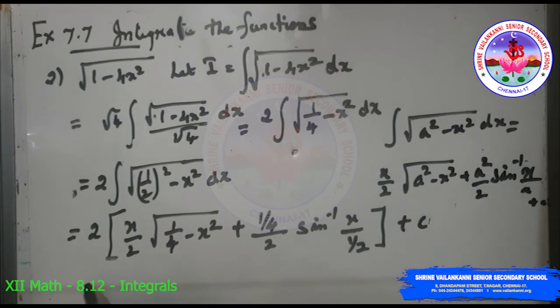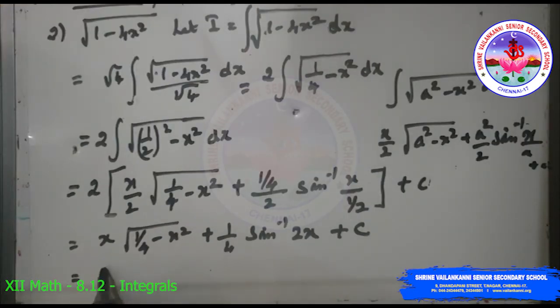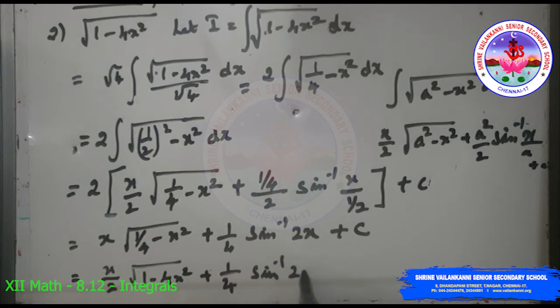So multiplying by 2 we get x into root of 1 by 4 minus x square plus 1 by 8 into 2. So 1 by 4 sine inverse of 2x plus c. So which is equal to x by 2, taking 1 by 4 from root, root of 1 minus 4x square plus 1 by 4 sine inverse of 2x plus c.